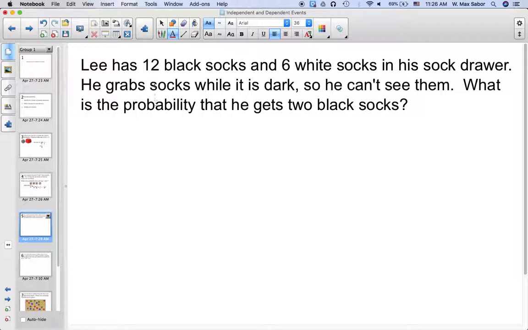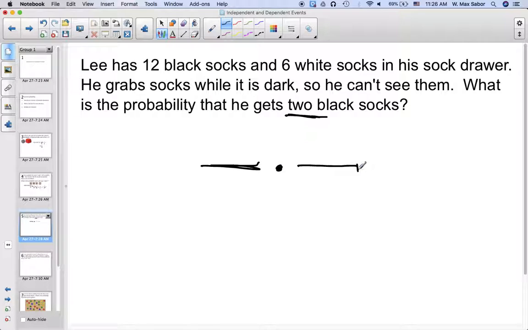Lee has 12 black socks and 6 white socks in his sock drawer. He grabs socks while it's dark so he can't see them. He gets 2 black socks. There are 2 decisions being made, one for the first sock, one for the second. There are 12 black socks for him to choose from the first time, and in total there were 18 socks. So 12 out of 18 is the probability that the first sock is black. I got 18 from 12 plus 6.